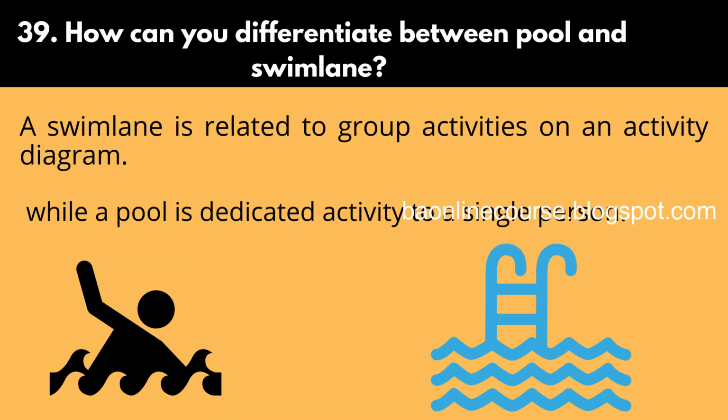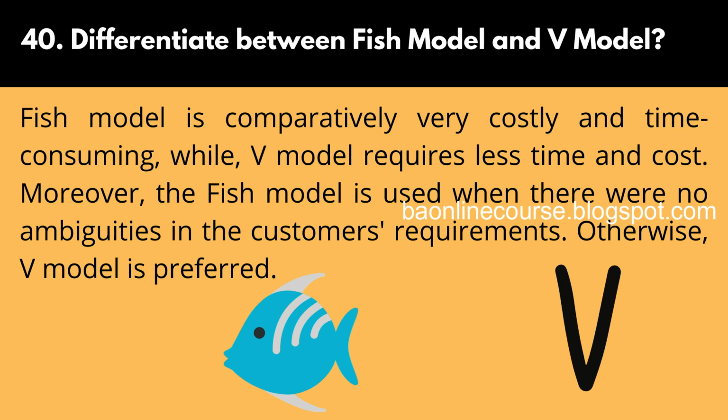Next question number 39. How can you differentiate between pool and swim lane? A swim lane is related to group activities on an activity diagram, while a pool is dedicated activity to a single person.